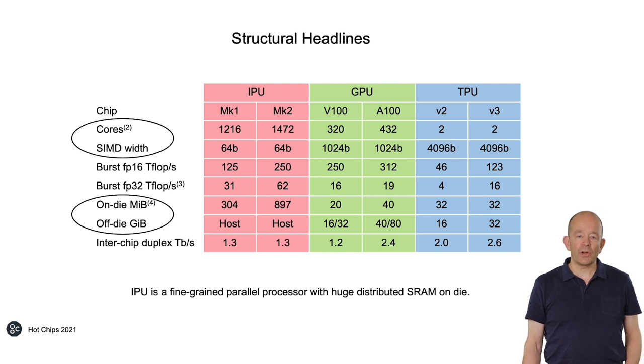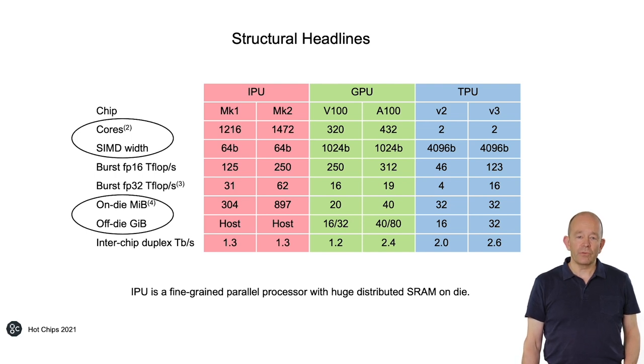Here are the headline structural parameters of contemporary IPUs, GPUs, and TPUs. I've shown two generations of each. IPU is distinctive in two primary ways. First of all, it's a more parallel machine, more fine-grained, if you like. It has more processor cores. This really reflects our belief in the inevitability of sparsity and richer model structures. The contrast with TPU is especially striking. TPU assumes big fat matrices are the way to go. But it only takes something as simple as separable convolutions to spoil that assumption.